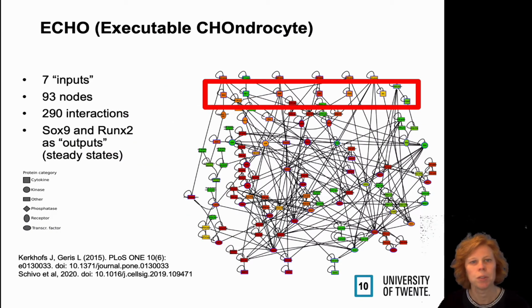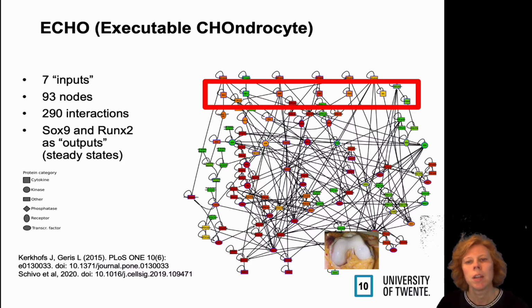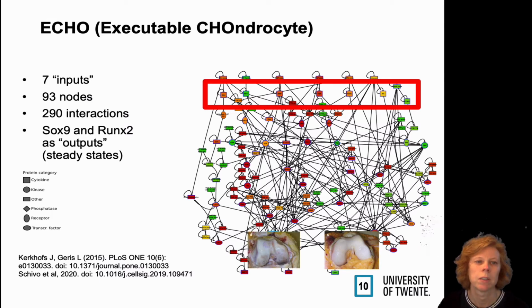For this we built ECHO, which stands for Executable Chondrocytes, a dynamic protein activity network. ECHO consists of 7 inputs, which are growth factors and cytokines, a total of 93 nodes, proteins and genes, that are connected through 290 interactions. And we know 2 attractor or steady states: SOX9, associated with healthy articular cartilage, and RUNX2, associated with osteoarthritis.